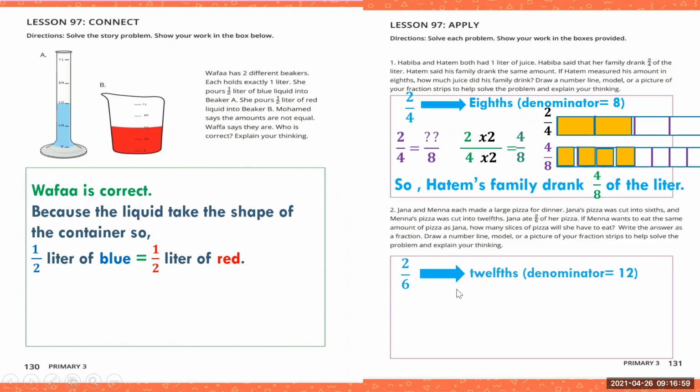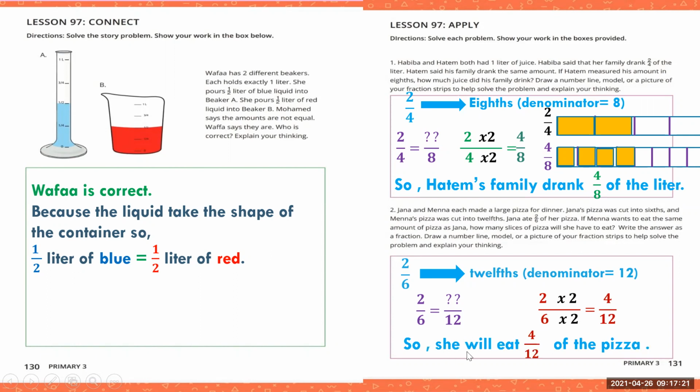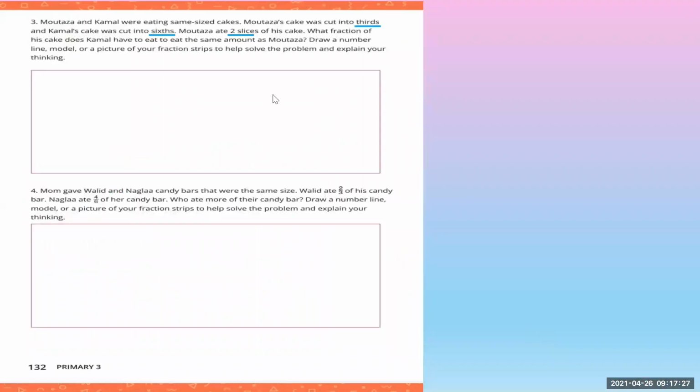12 equal parts. 6 here became 12. It increased, so I multiplied by 2. Also the numerator, I will multiply by 2. So 2 times 2 equals 4, and 6 times 2 equals 12. She will eat 4/12 of the pizza. Okay, let's move to the next page.